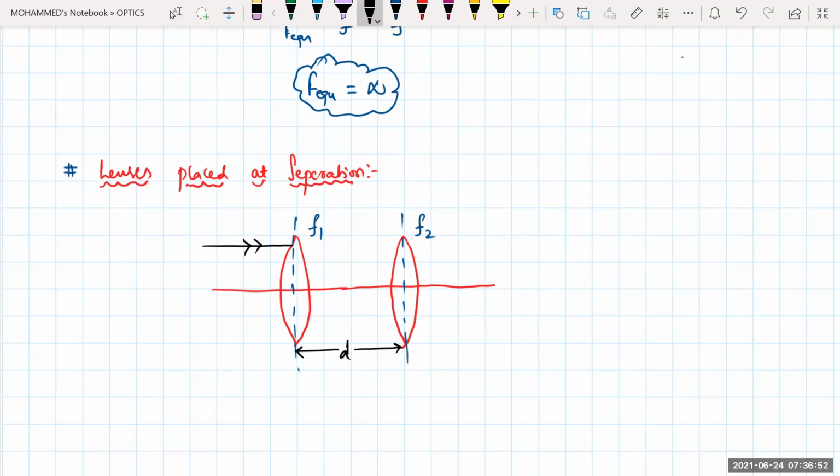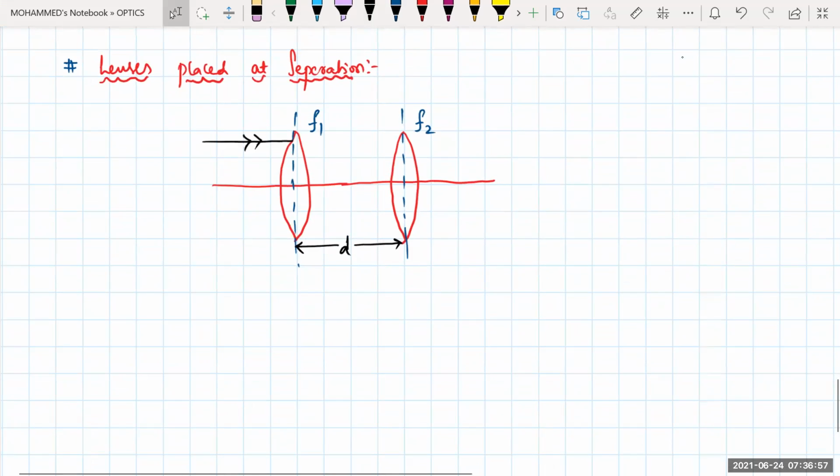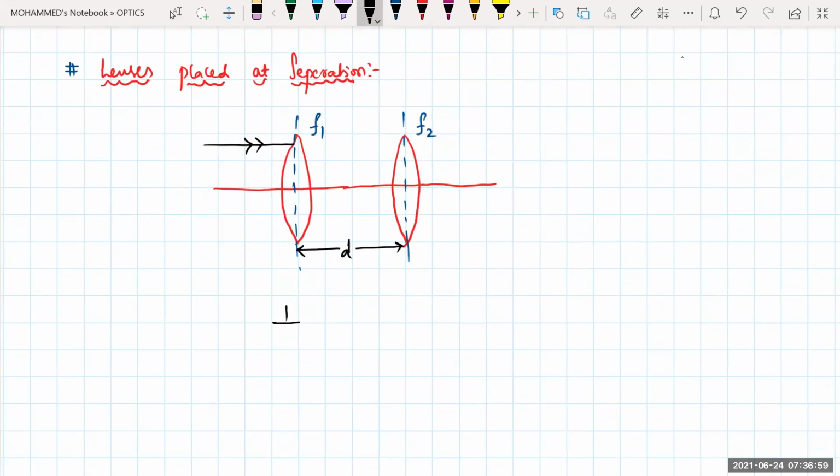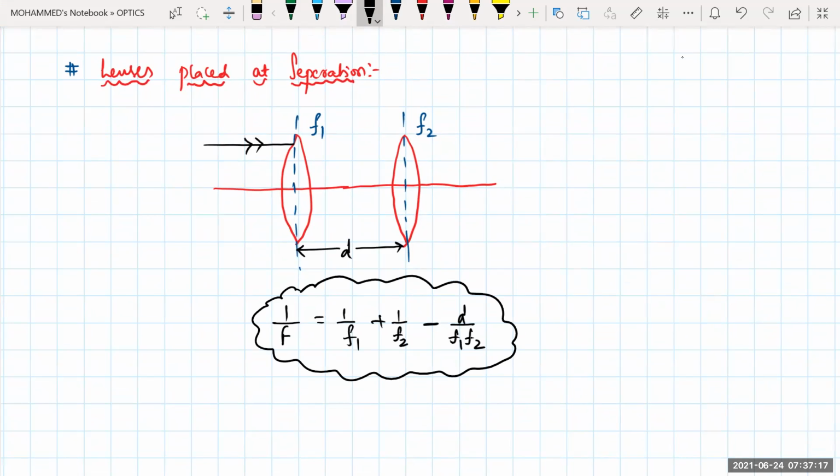So when two thin lenses are separated by distance d, we can replace them by a single lens. In this case, I can write the effective focal length as 1 by F equals 1 by f1 plus 1 by f2 minus d by f1 into f2. Is it clear? Whenever two lenses are kept in contact, it is 1 by f1 plus 1 by f2; when they are kept at a certain separation, it is 1 by f1 plus 1 by f2 minus d by f1 f2.